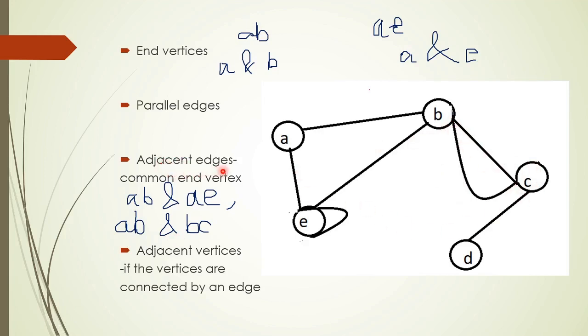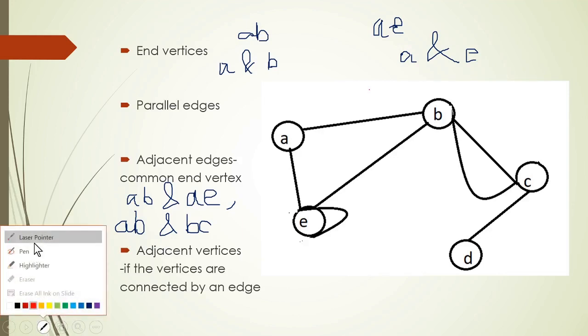What do I mean by adjacent edges? They are going to have a common end vertex. For example, the edges AB and AE have one common end vertex, that is A. A is coming in both the edges, so I can say that AB and AE are adjacent edges. In the same way, AB and BC are also adjacent edges because they have a common end vertex B.